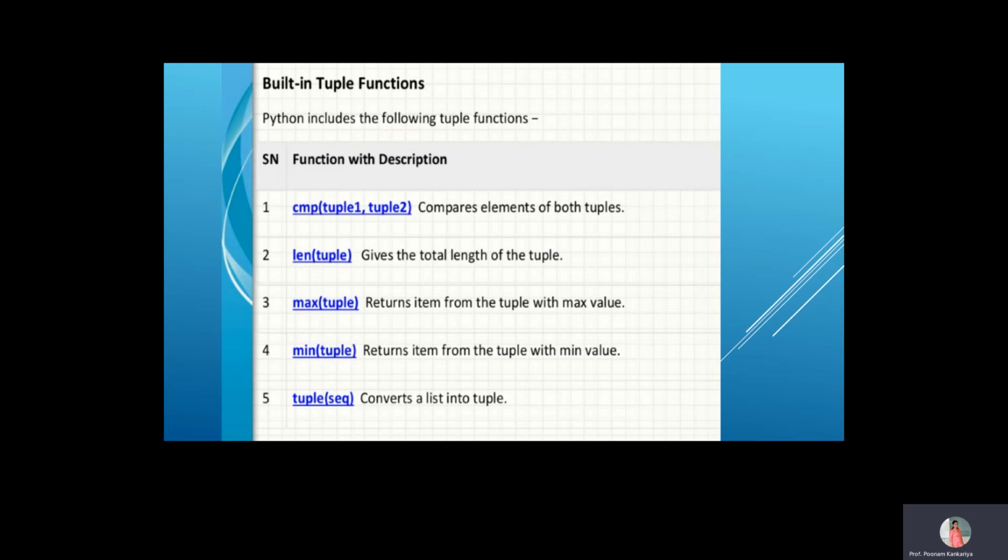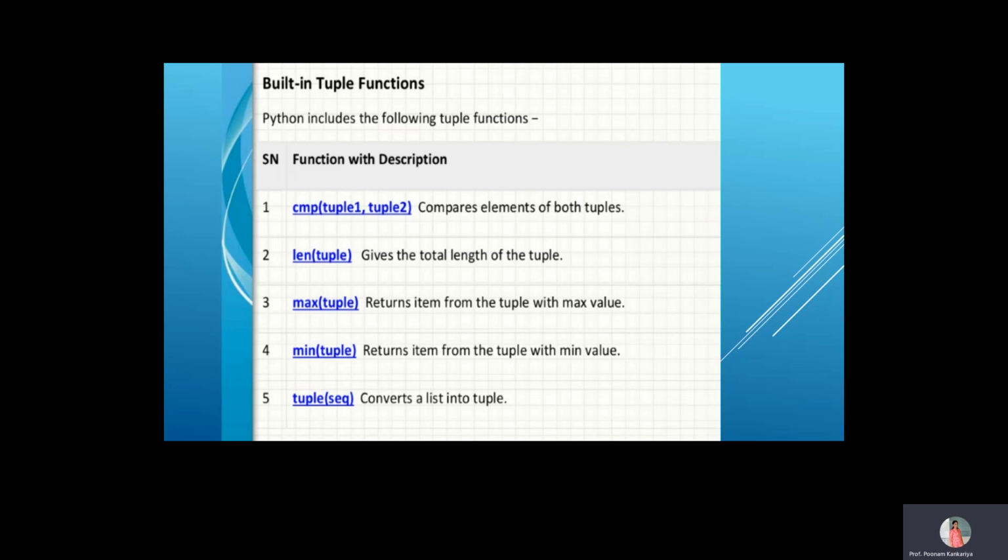Now the next built-in tuple function is len(tuple). With the help of len(tuple) we get the total length of the tuple. Now we see the third built-in tuple function, max(tuple). It returns the atom from the tuple with the max value. Suppose we want the maximum value from the tuple. At that time we use the max function. With the help of the max function we get the maximum value from the tuple.